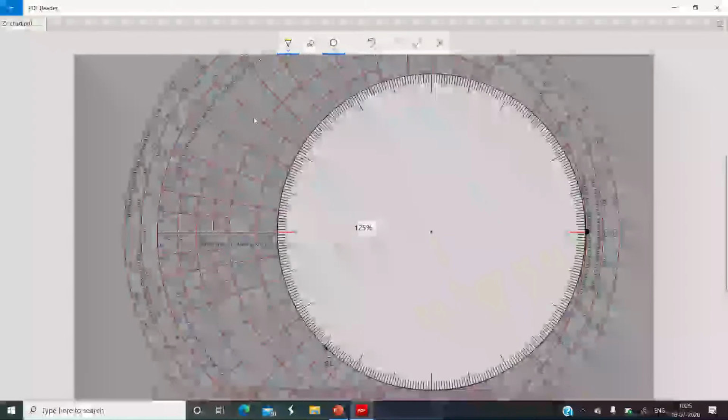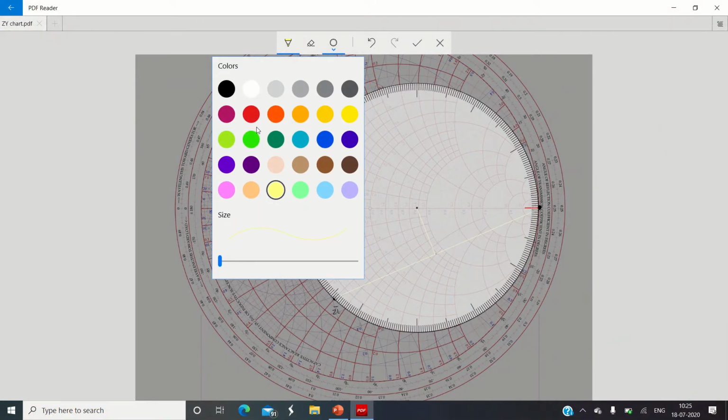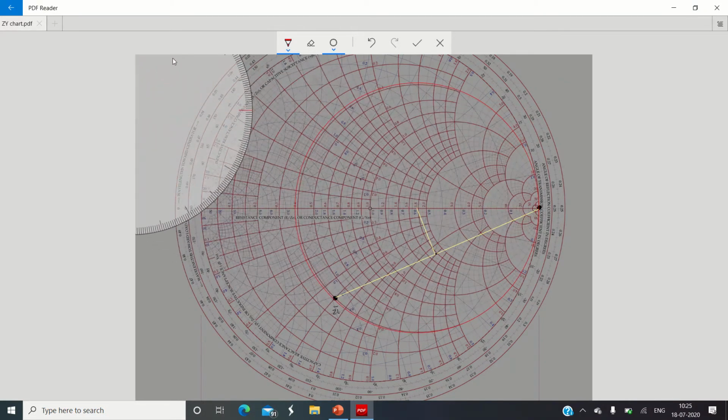So I will draw it now. For our constant resistance circle, I will choose this red color, and then I will start drawing it. Now you also draw it, because you know the center position and you know the radius distance. Put the compass at the center position and slowly draw a constant resistance circle. After that, you remove the compass.